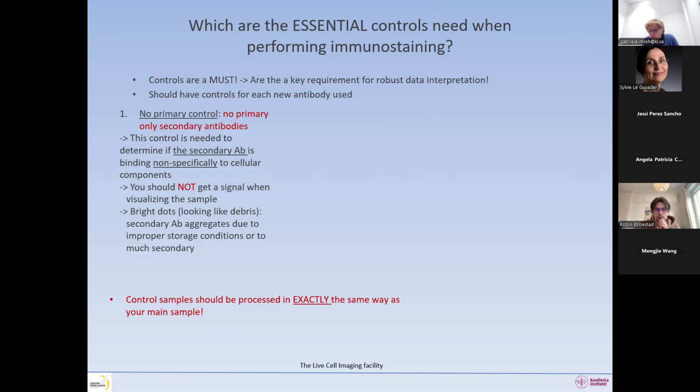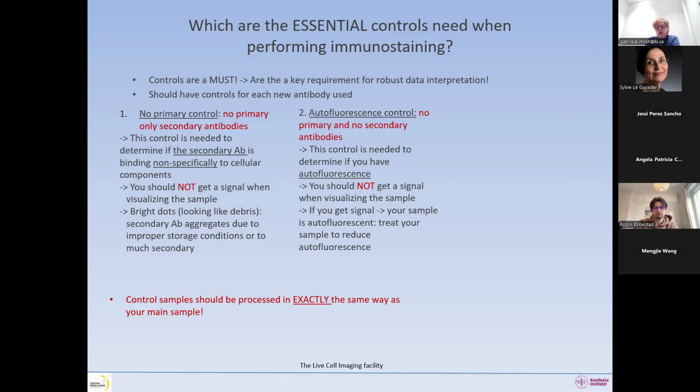So what you can do, for example, to get rid of these dots or debris or aggregates, is first you mix, you vortex your tube very well, and after that you give it a very quick spin. And then you take your secondary antibody only from the supernatant. Then you will get rid of these very big blobs of antibody lingering around.